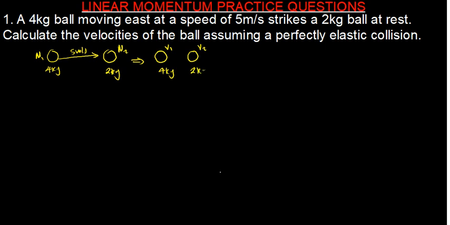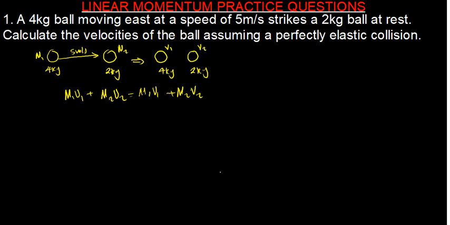Now I want to calculate the velocity at which these two are going to be moving. According to the conservation of momentum, the initial momentum should be equal to the final momentum. So what we are saying is m1 u1 plus m2 u2 should be equal to m1 v1 plus m2 v2. The first portion is telling us the momentums of the two balls initially, and the second part is the final momentums of the two balls.